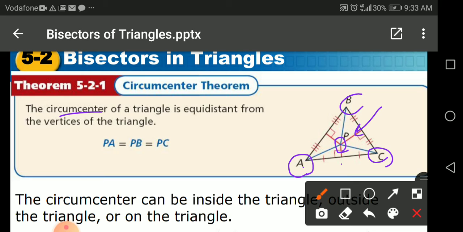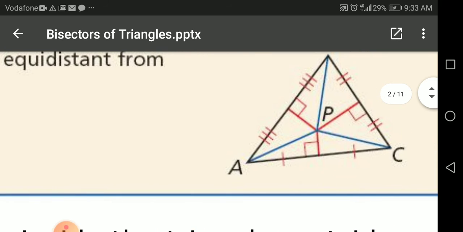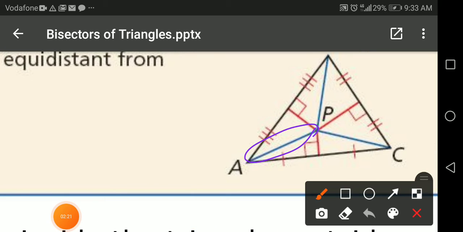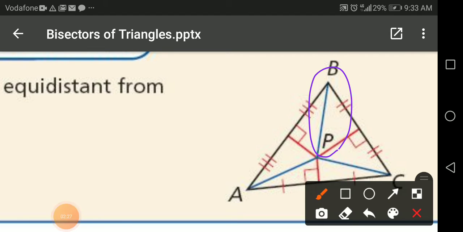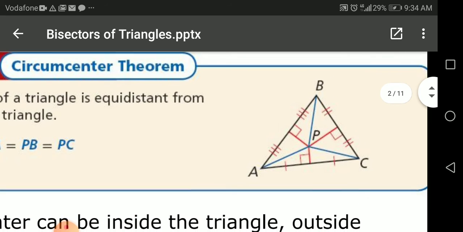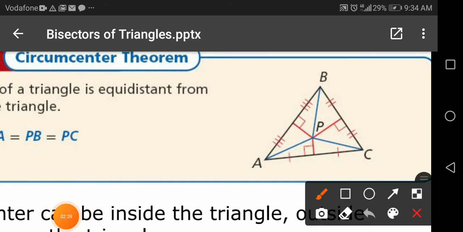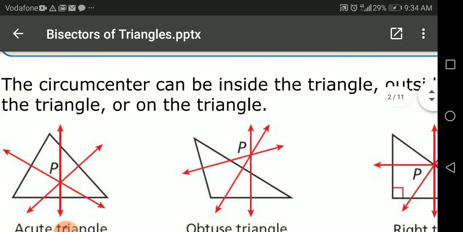So PA, let's clear the blue line or the blue segment as you see here. Okay, it's congruent to what here? PB, and also congruent to what? Congruent means equal. Okay, remember, to PC. So the blue lines are congruent, and the red perpendicular bisectors give me what? They bisect each side of the triangle into two equal sides. Okay guys, easy. Let's solve on this to make sure that we understand.